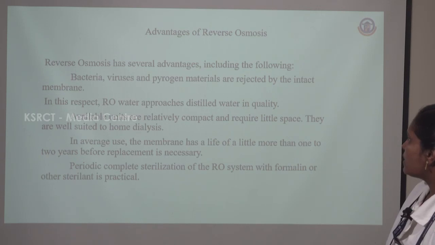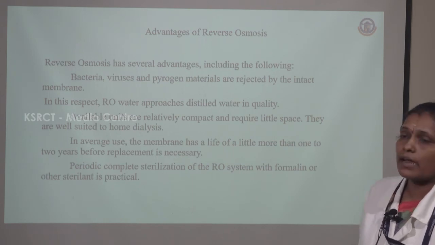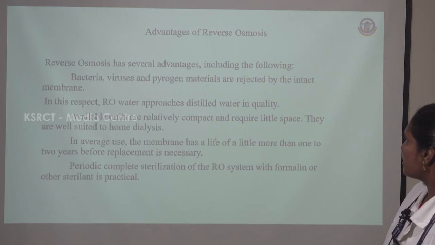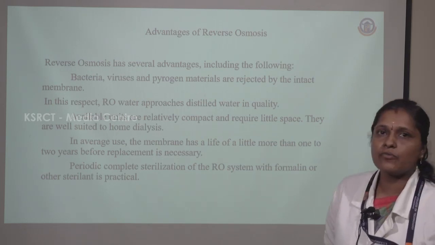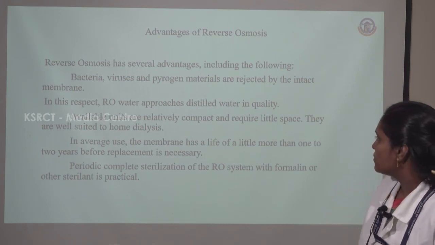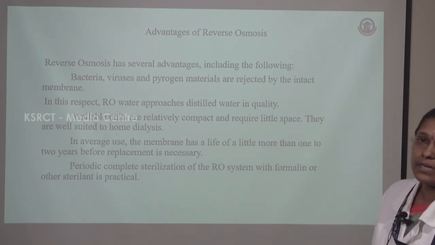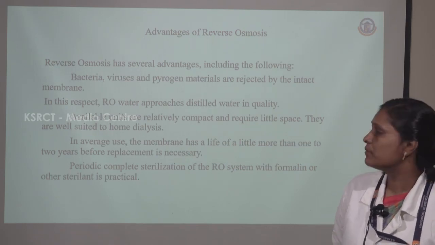Available units are relatively compact and require little space, so mostly we can use them at home. In average use, the membrane has a life of 2 or more years. Periodic complete sterilization of the RO system can be done by formalin or another sterilant.